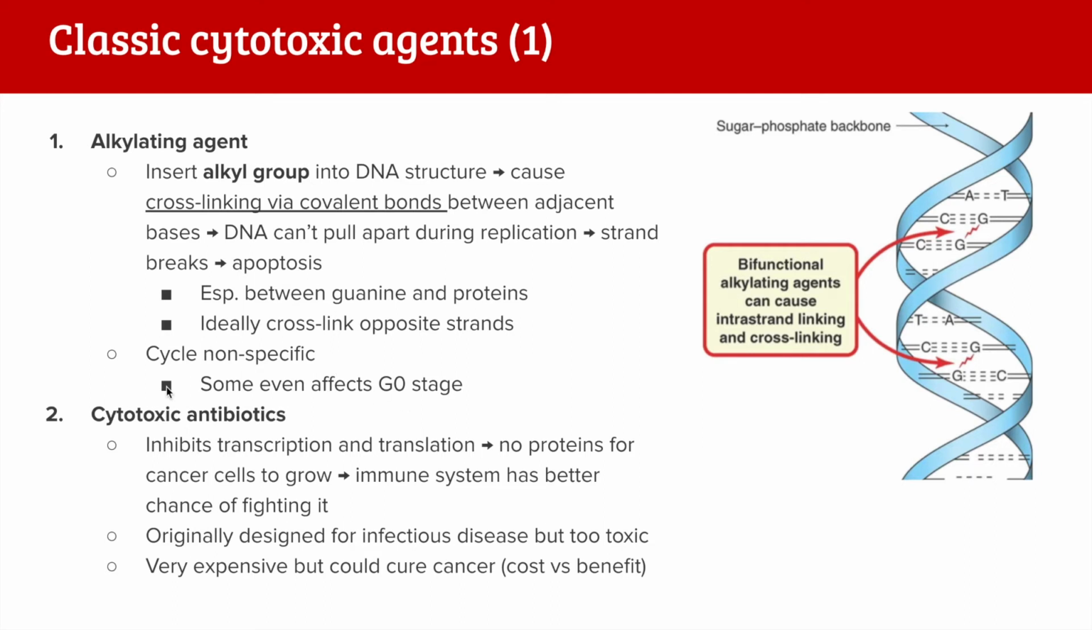Yeah, and then next there's the cytotoxic antibiotics. So these are antibiotics that were originally intended for infectious disease, but they were found to be too toxic for the body. So they can inhibit transcription and translation. Therefore, the cancer cells don't have any proteins to grow, and then the immune system has a better chance of fighting it. And apparently they're very expensive, but they could also potentially cure cancer, so it's kind of like a cost versus benefit thing. Yep.